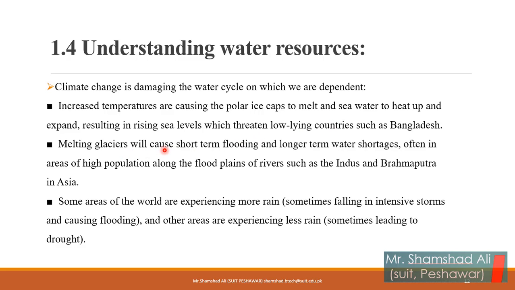Melting glaciers will cause short-term flooding and longer-term water shortage, often in areas of high population along the floodplains of rivers such as the Indus and Brahmaputra in Asia. Some areas of the world are experiencing more rain, sometimes falling in intensive storms and causing flooding, thus damage to the infrastructure. And other areas are experiencing less rain, sometimes leading to drought.